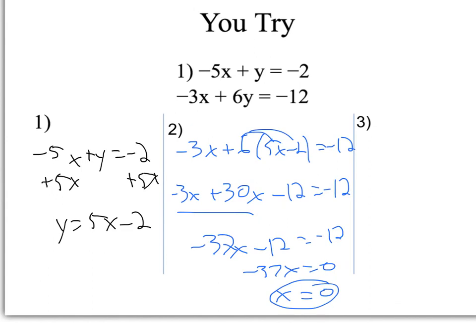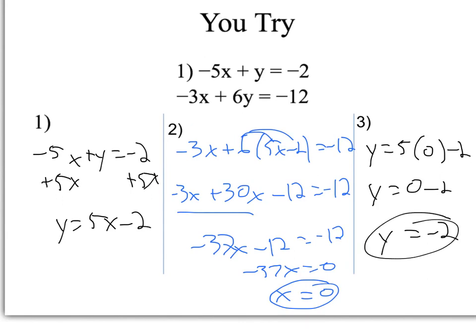So now I know what x equals. I'm going to take my first equation and take y out, replace it with 0. 5 times 0 is 0. 0 minus 2 is negative 2. So my answer would be 0, negative 2. You always write your x first.